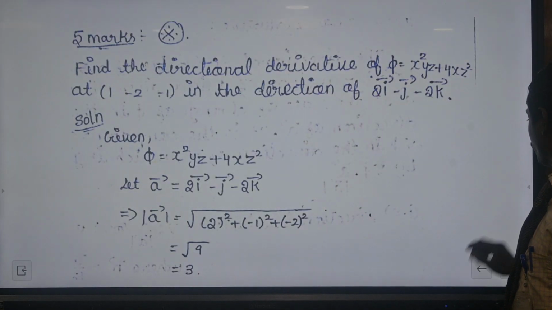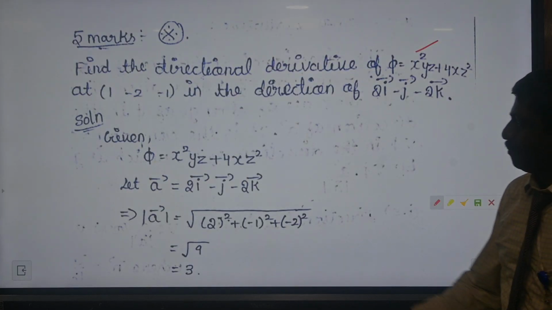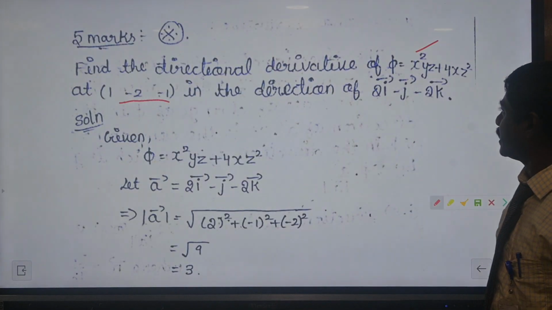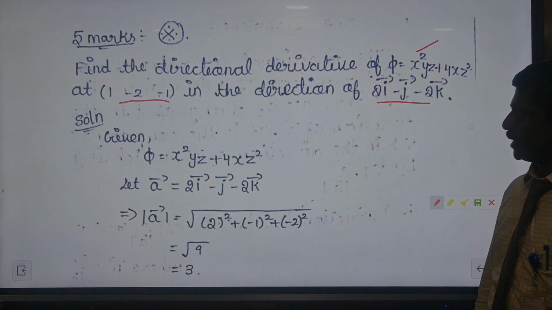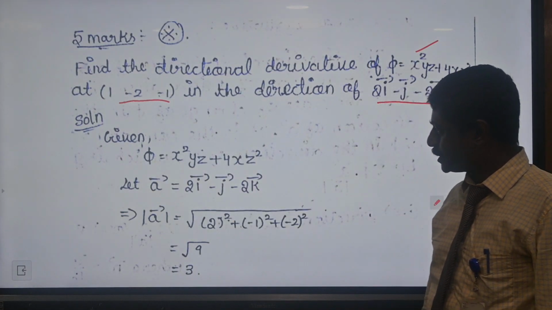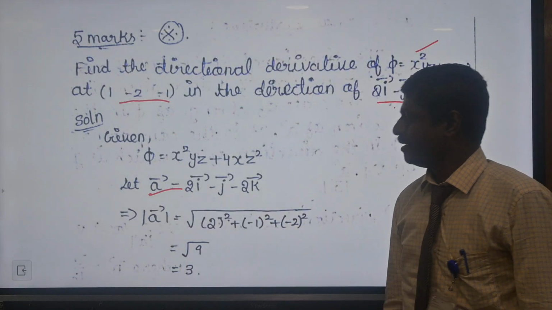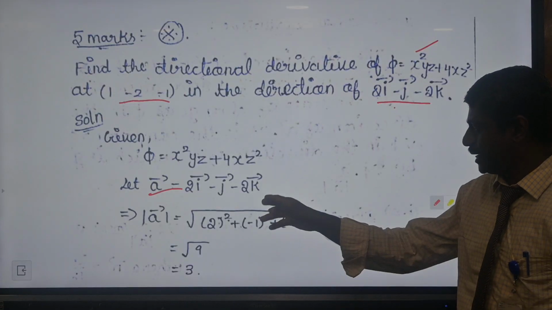Find the directional derivative of pi at a given point in the direction of 2i minus j minus 2k. First consider the given function pi equal to x square z plus 4xz. The given direction is what? You take it as a vector: 2i minus j minus 2k.